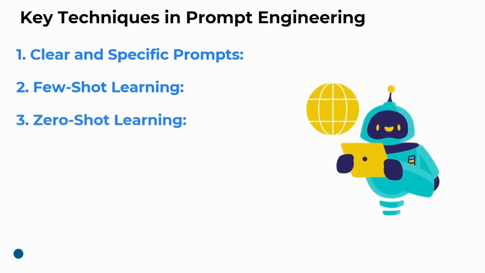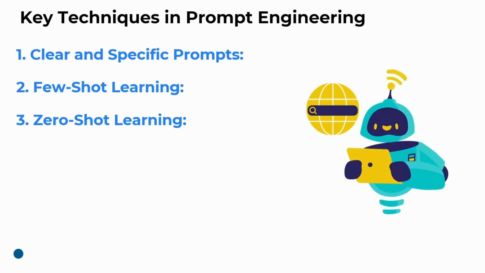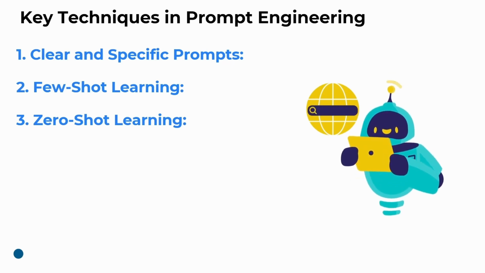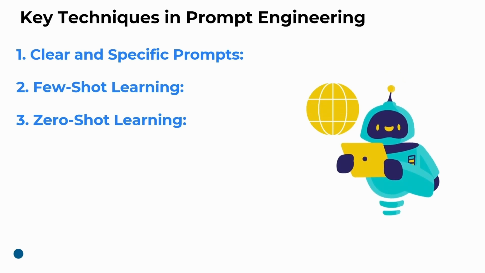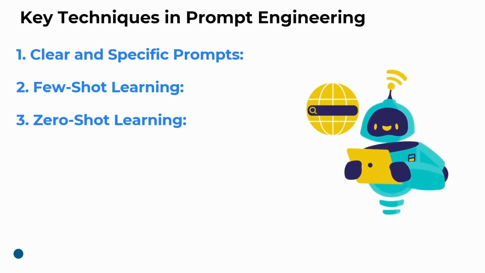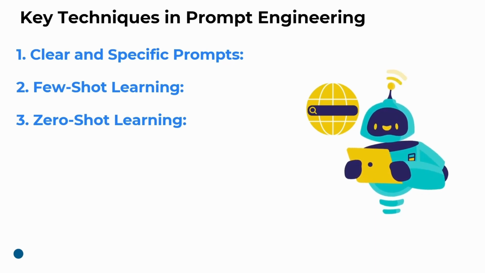After that, we have zero-shot learning. In zero-shot learning, you ask the model to perform a task without providing any example. This is useful for simpler tasks or when you want the model to generate something based on general knowledge, like "translate the following English sentence to Spanish".